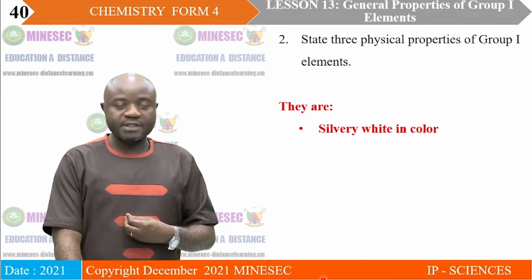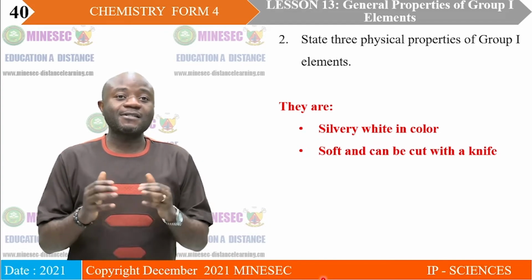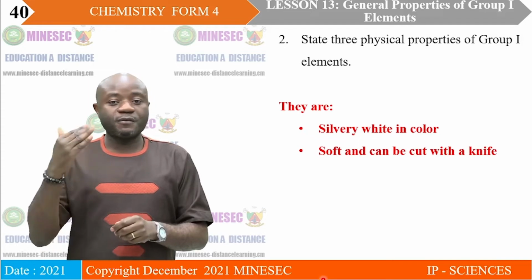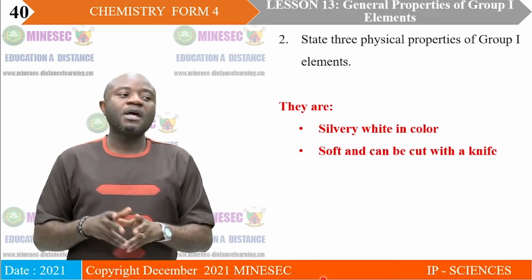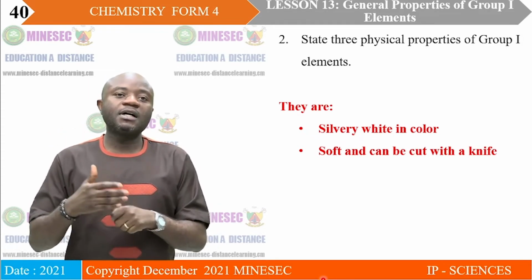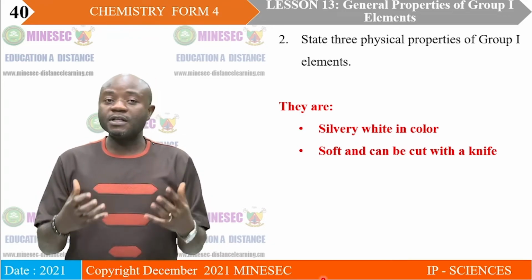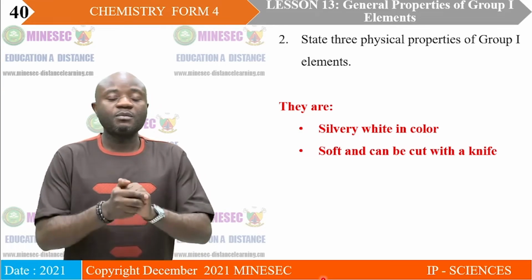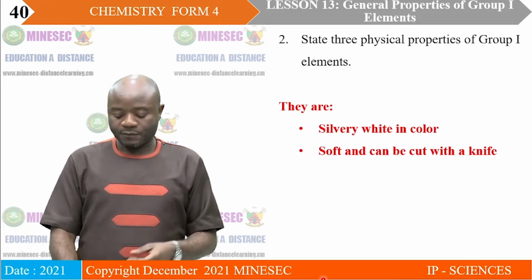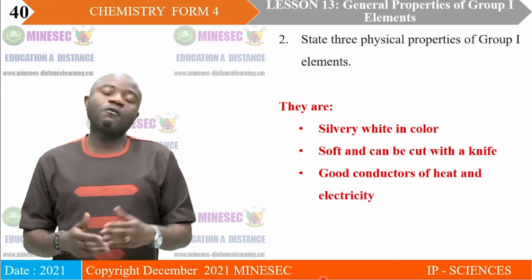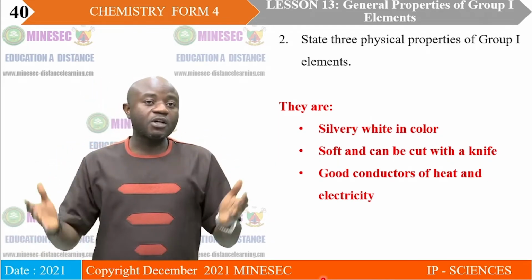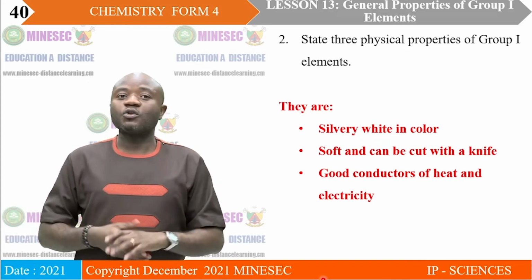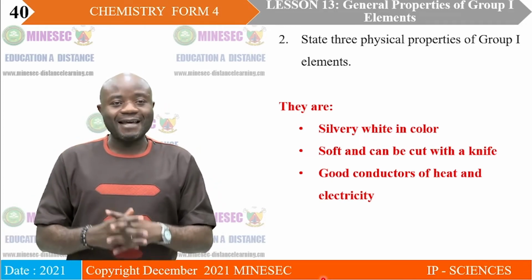Another physical property of theirs is that they are soft and can be cut with a knife. That means if you take the knife that you use at home, and you use it to cut a group 1 element like sodium or lithium or potassium, you are going to be able to do that successfully because of their softness. Another physical property of group 1 elements, which is generally common to all metals, is that they are good conductors of heat and electricity.